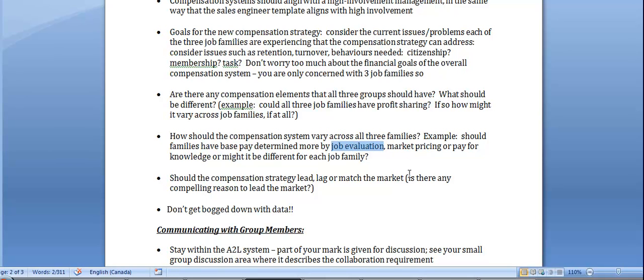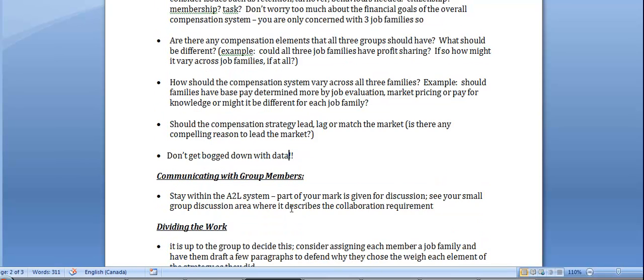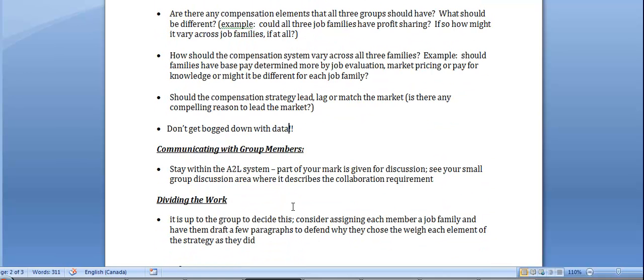And again, as I said, I don't want you to get bogged down with the data. There is a lot of data in the case, but I don't really want you focusing there so much. I think you can do a really great job without your focus being the data. Just get a feel for how the compensation systems might differ depending on the current issues and problems within each job family, organizationally, and what you think might work best.